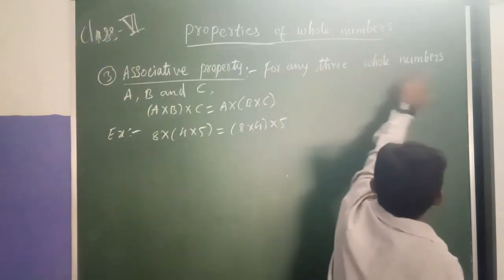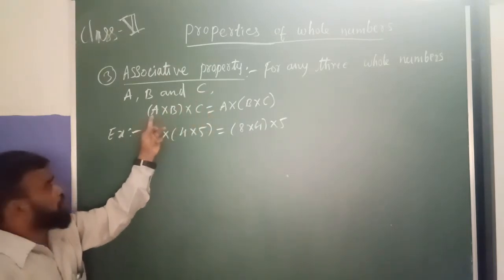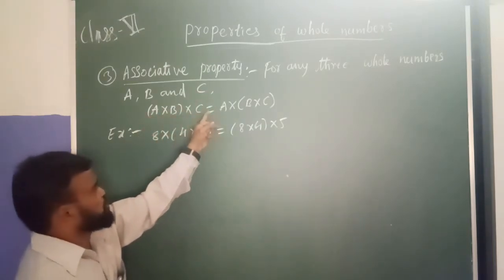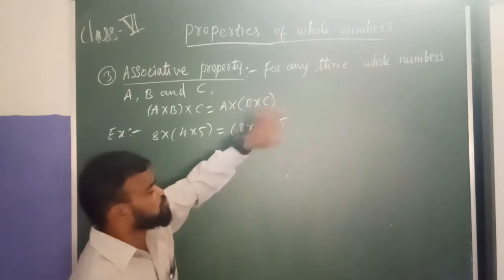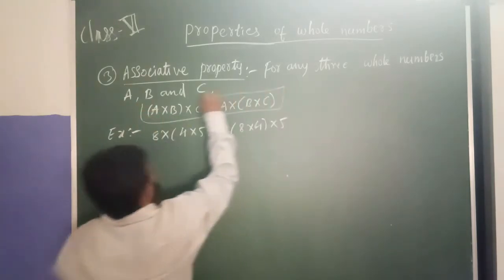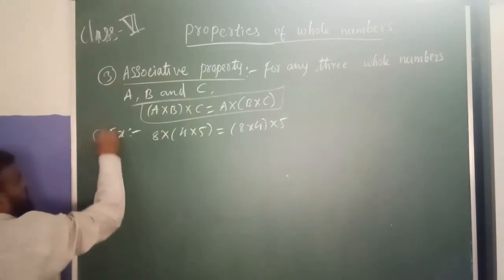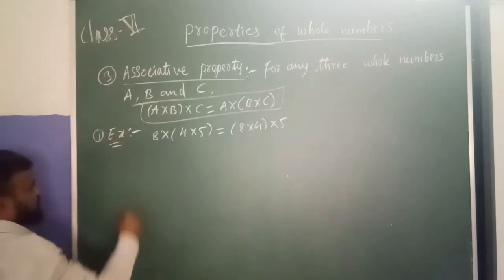For any three whole numbers A, B and C, that is multiplication, (A × B) × C is equal to A × (B × C), right? That is the associative property of multiplication. According to that, this is the first example I have taken.